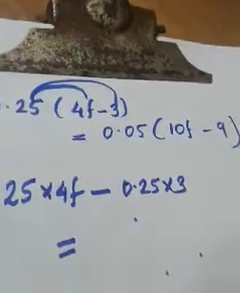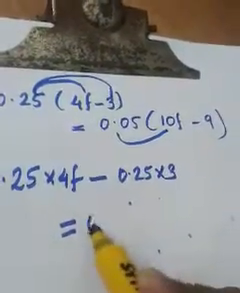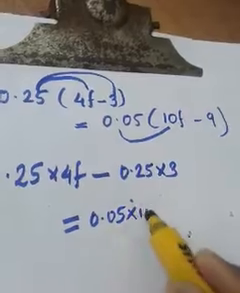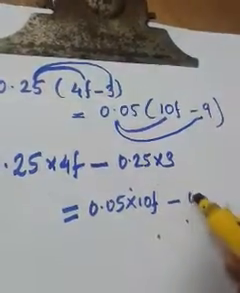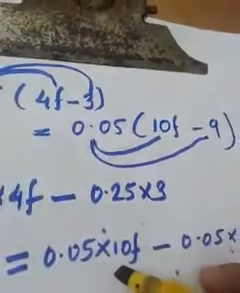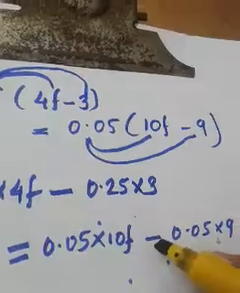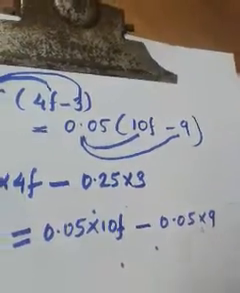Okay. Now the right side. What will be the right side? 0.05 into 10f, then the sign minus 0.05 into 9. Once again, 0.05 into 10f minus 0.05 into 9. Okay.